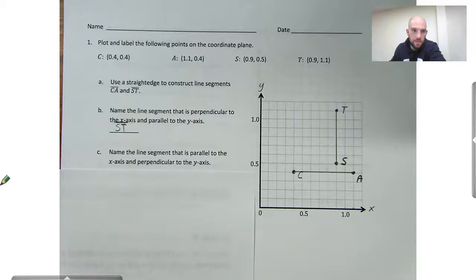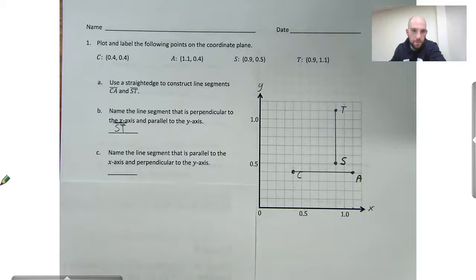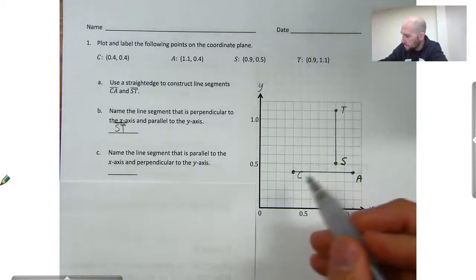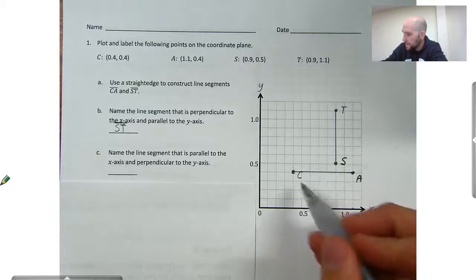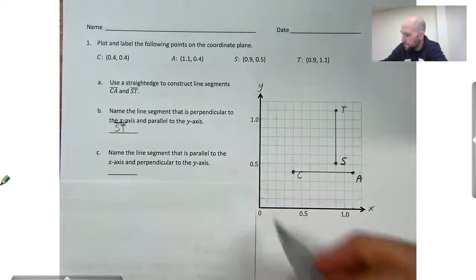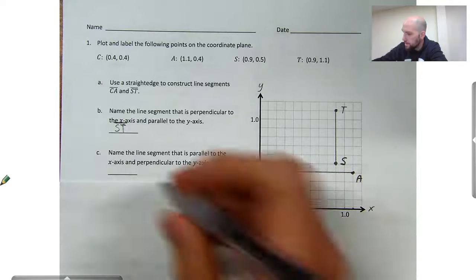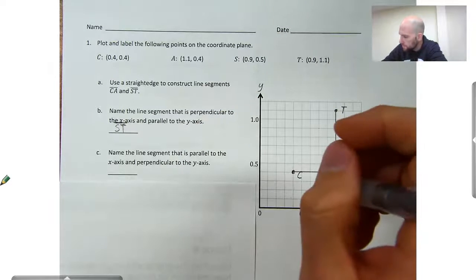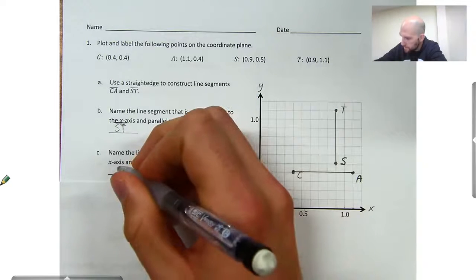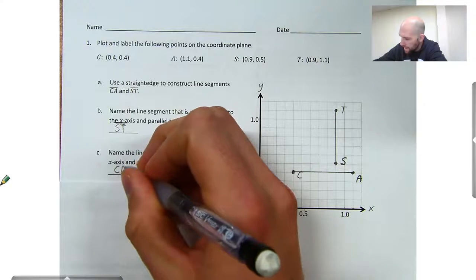That says, name the line segment that is parallel to the x-axis and perpendicular to the y-axis. I'm guessing that's going to be our other one here. Parallel to the x-axis and perpendicular to the y-axis. If it came all the way over here, it would make a 90-degree angle. And that one's line segment CA.